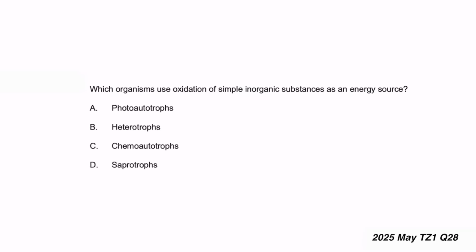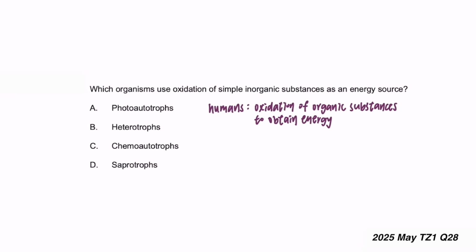In ecosystems, there are different ways for organisms to obtain energy. For example, humans use the oxidation of organic substances to obtain energy, so humans are regarded as chemoheterotrophs. The organisms that use oxidation of simple inorganic substances as an energy source are regarded as chemoautotrophs.